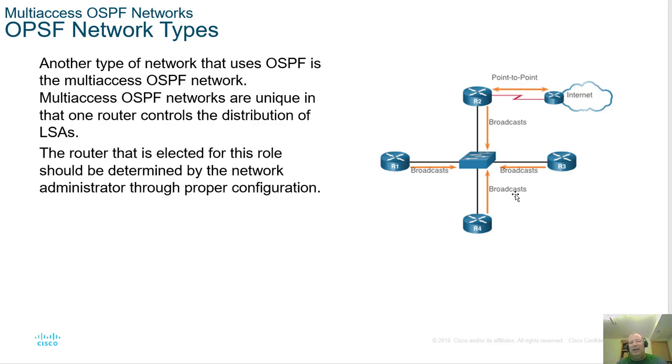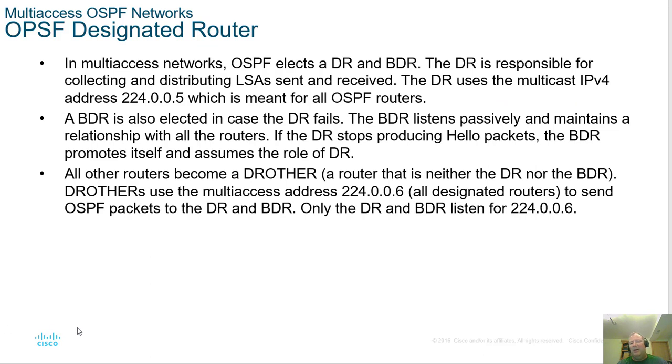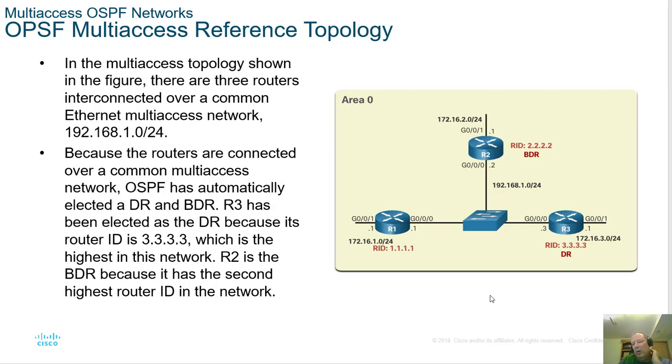And what we want to do is pare down the number of duplicate advertisements that would happen in that situation. So when we get into that point, the routers will figure out how to set themselves up as a designated router or a backup designated router. Now, the role of designated router is elected based on the router ID of the device, and the router with the highest router ID will become the designated router.